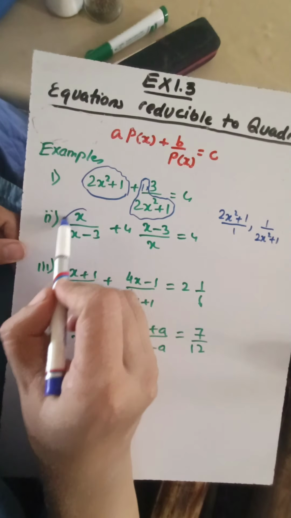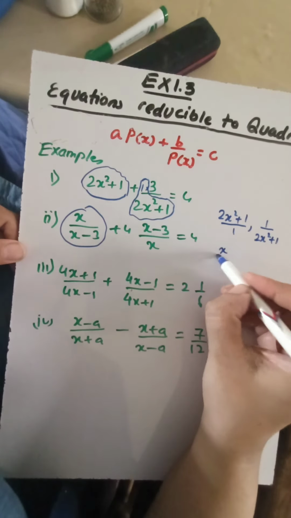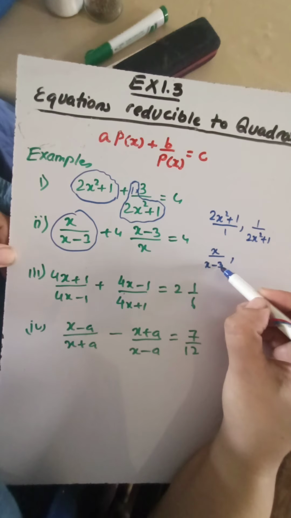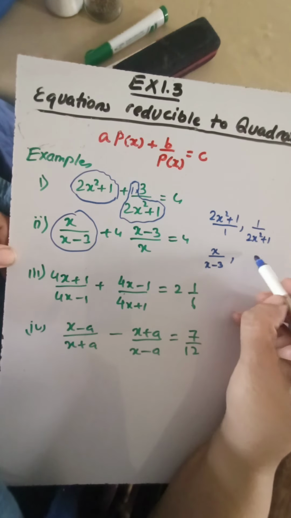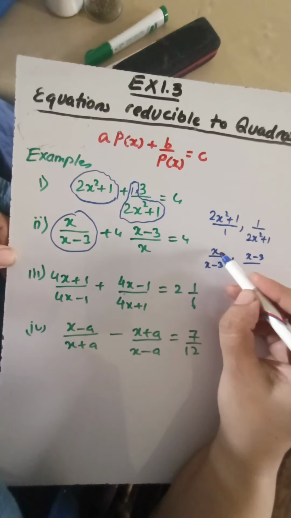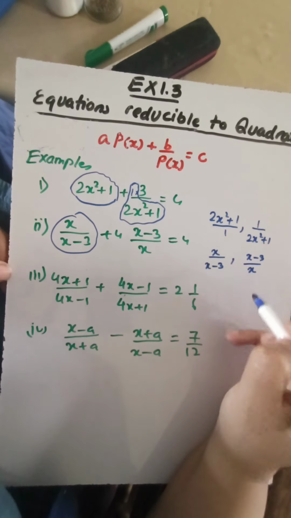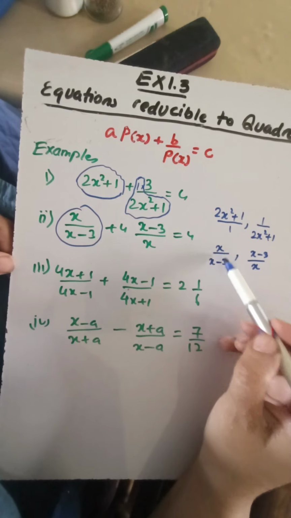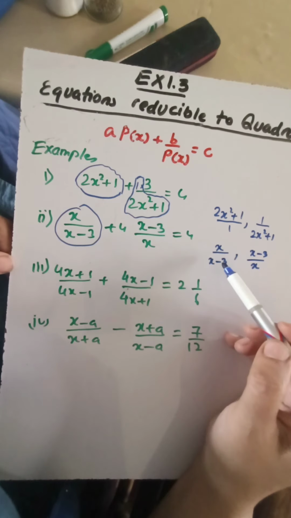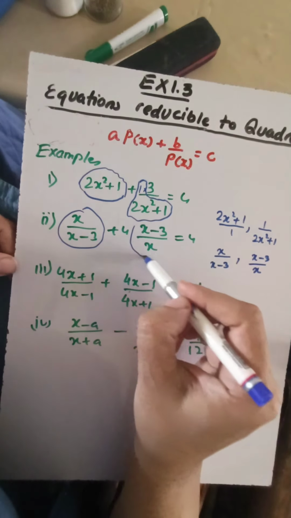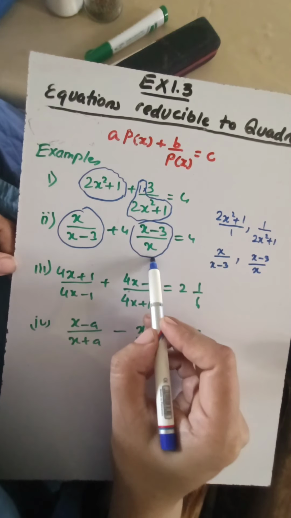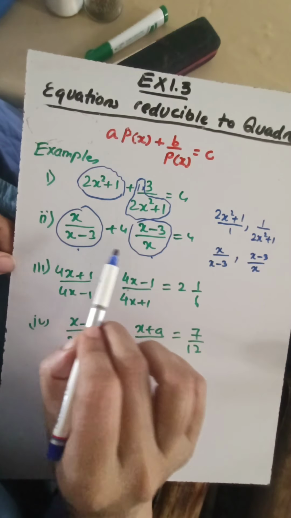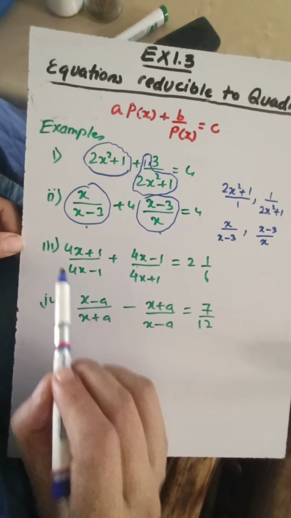Same is the case over here: x over x minus 3. What will be the reciprocal of x over x minus 3? Its reciprocal will be the fraction whose numerator is the denominator of this fraction, and whose denominator is the numerator. In order to find the reciprocal, you just have to switch the places of the numerator and denominator. Again we have an expression and the reciprocal of the expression. If in one term you have the expression, in the other term you should have the reciprocal of that expression.